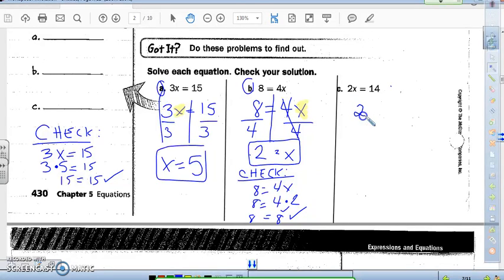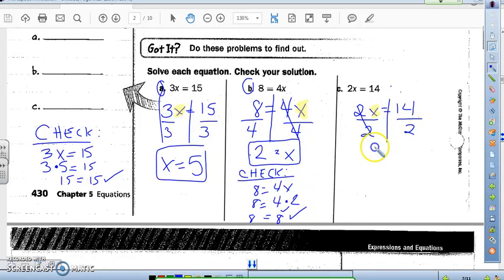Okay, so 2x equals 14. We rewrite, draw our line, highlight my variable. This one I'm kicking out the 2, so divide both sides by 2. X equals 14 divided by 2 is 7. Make sure we're doing division because that's the opposite of multiplication.